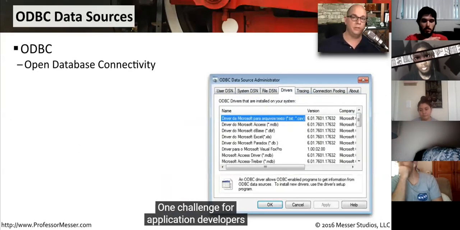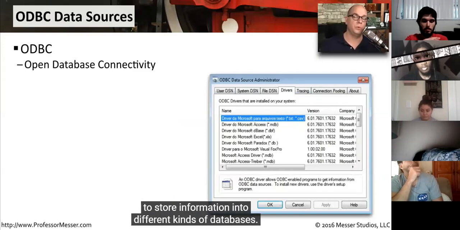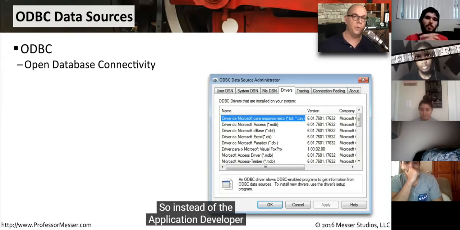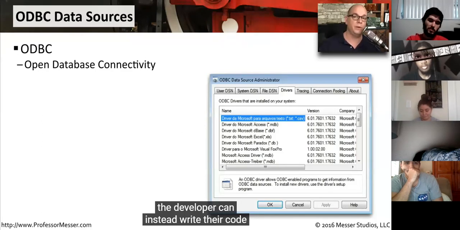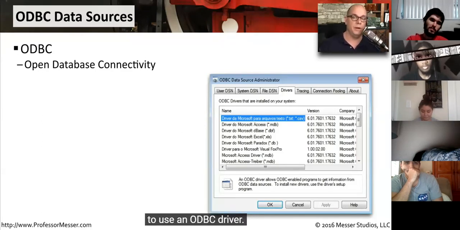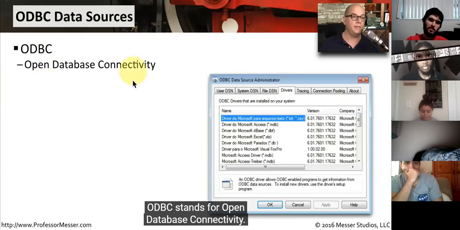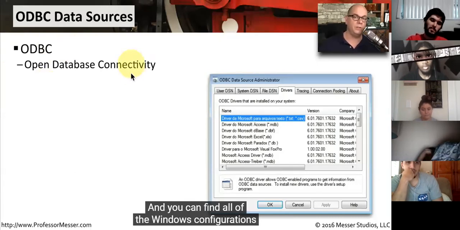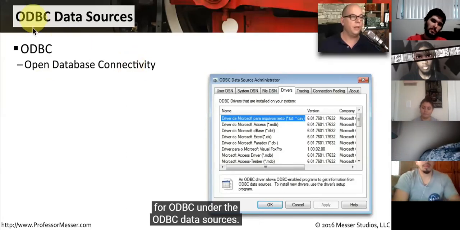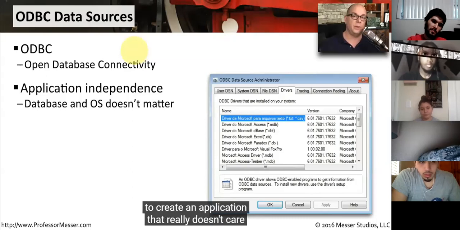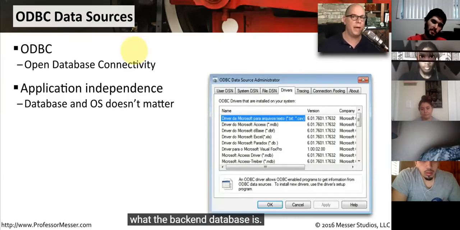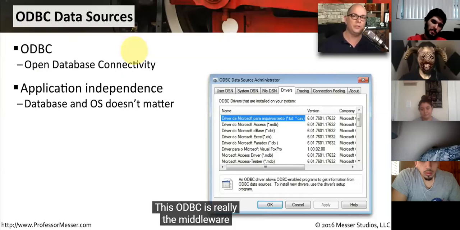One challenge for application developers is that different people may want to store information into different kinds of databases. So instead of the application developer writing all of their code for a specific kind of database, the developer can instead write their code to use an ODBC driver. ODBC stands for Open Database Connectivity, and you can find all of the Windows configurations for ODBC under the ODBC data sources. This allows the application developer then to create an application that really doesn't care what the backend database is. This ODBC is really the middleware between the application and the database.